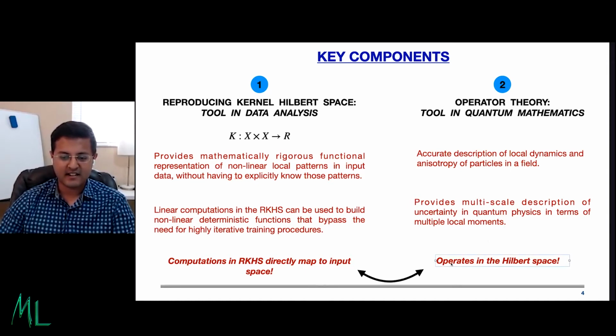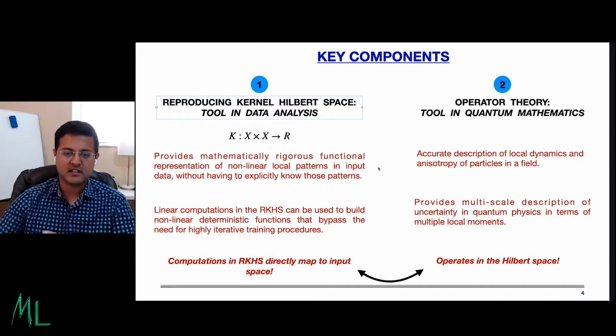And the reason I highlight the last two points of the key components is that this aspect provides a very good way to link RKHS in data analysis with quantum theory and quantum physics and mathematics. So we can essentially use operator theory in the RKHS to use all the advantages that operator theory provides in physics, but in data analysis. And this is the inspiration for coming up with a physics-inspired framework for model uncertainty quantification.